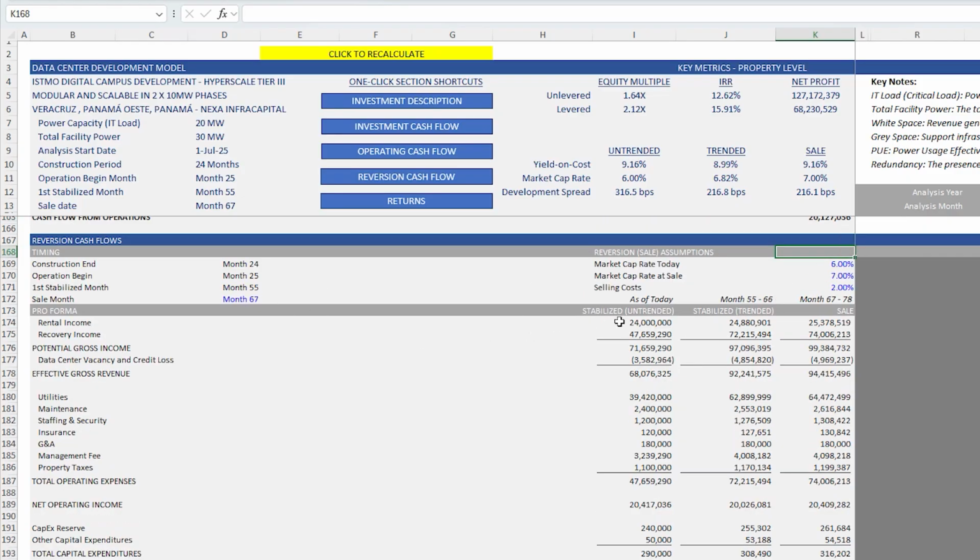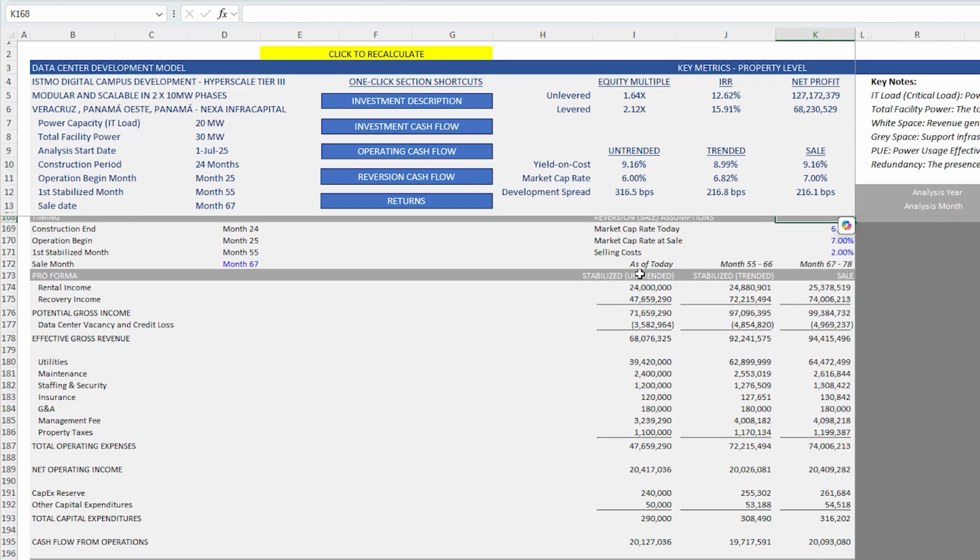Then we have a stabilized on an untrended basis and a stabilized on a trended basis pro forma. And that untrended is going to be as of today. So if you could snap your fingers and this building was fully stabilized, this would be what you're forecasting your net operating income to be. On a trended basis, that is with growing income, growing rents out at stabilization. In that case, it's the first stabilized year of the asset starting in month 55. That's the NOI out into the future. Less some capital expenditures gives you a cash flow from operation.